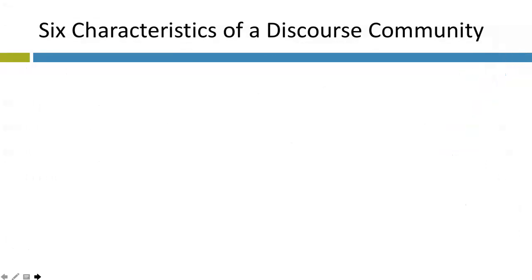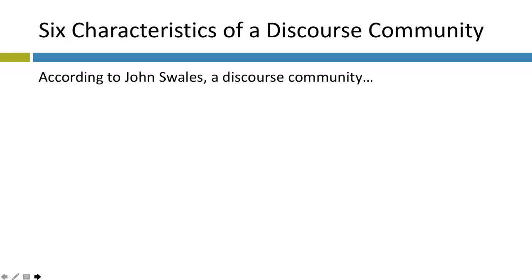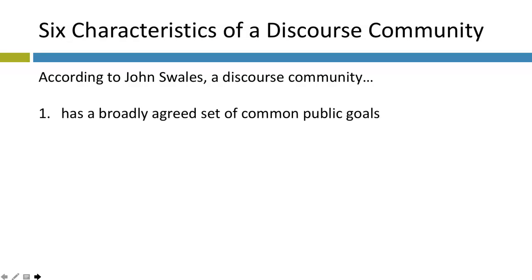Now, let's talk about this concept of a discourse community. According to linguist John Swales, a discourse community is any group of people that shares 6 characteristics. First, they agree on common public goals. That's easy. Your teachers, for instance, share the goal of helping you learn and prepare for a career. A group of hockey players has a different set of aims: to score goals, to win games, advance in the standings.